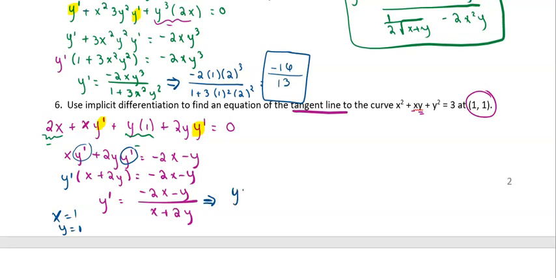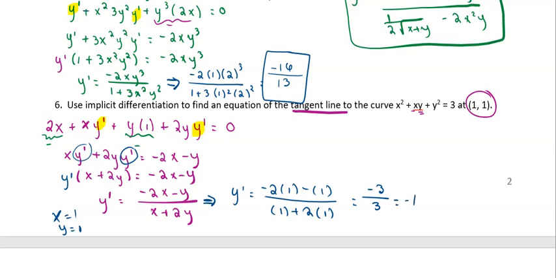So that means that y prime is going to become negative 2 times 1 minus 1 all over 1 plus 2 times 1. And if we simplify that down, we have negative 2 minus 1. That's going to give us negative 3. And then in the denominator, 1 plus 2, that's going to give us 3. So that means our slope is going to be negative 1.